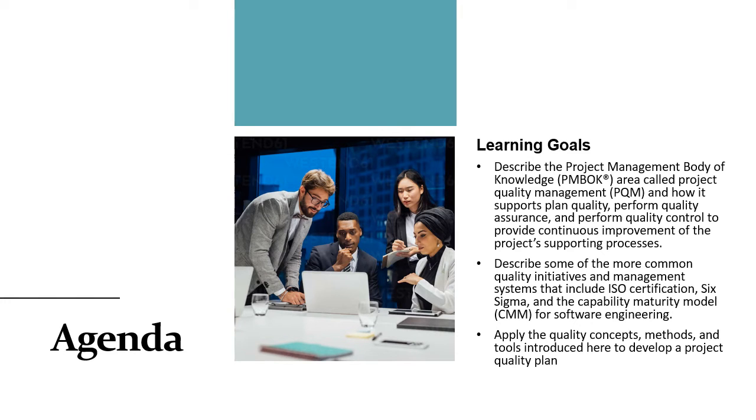Here's what you will learn in this module. You will learn to describe the PMBOK area called Project Quality Management and how it supports plan quality, perform quality assurance, and perform quality control to provide continuous improvement of the project supporting processes. You will also dive into some of the more common quality initiatives and management systems, for example, ISO certification, Six Sigma, and the capability maturity model for software engineering. And then you will learn how to apply the quality concepts, methods, and tools that we have learned to develop a project quality plan. Let's go.